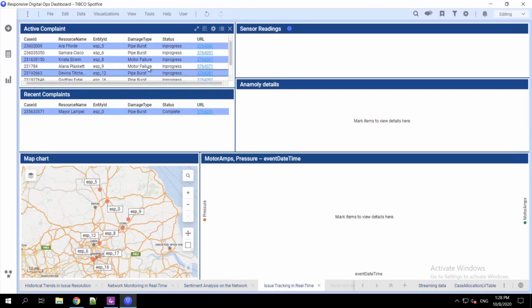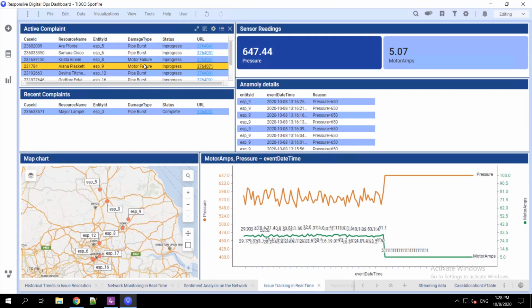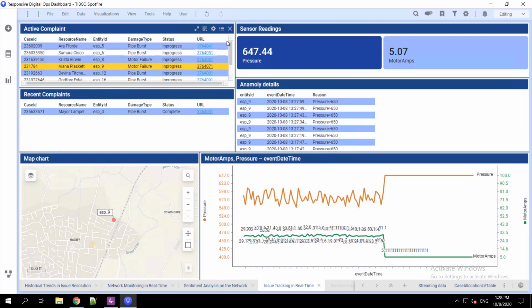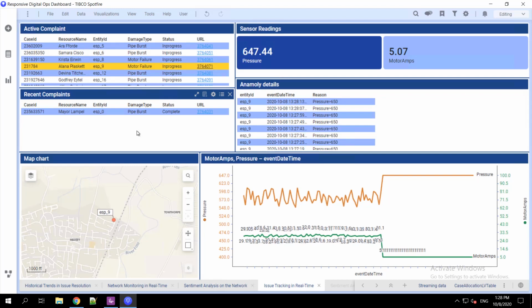This way we could look at the issues, and this is a responsive dashboard from where we can monitor all the complaints, what's the status, how are they getting resolved, with the kind of anomalies that are getting detected.